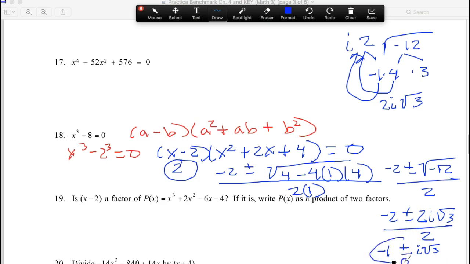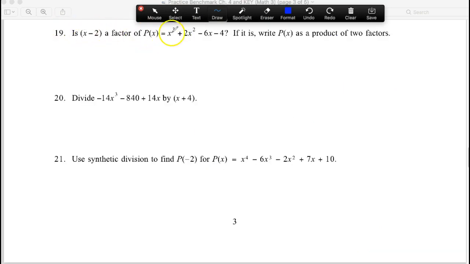So now this is my simplified version. So I have this as a solution, and here's my two imaginary solutions, negative 1 plus i root 3 and negative 1 minus i root 3. 3 solutions for a cube. Is this a factor of this? If it is, write p of x as the product of two factors.